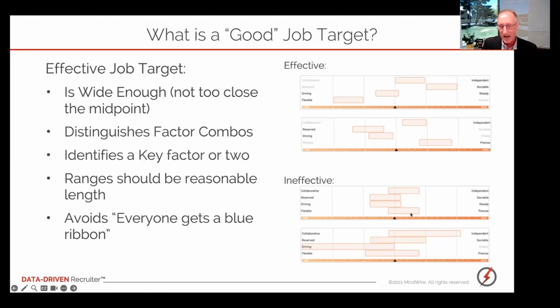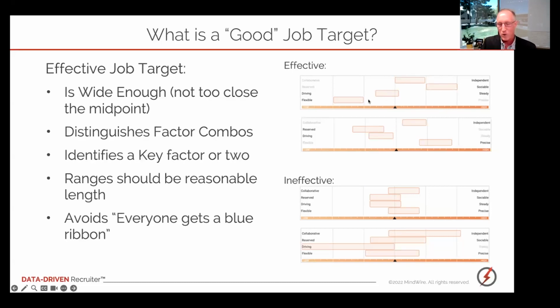These job targets are not effective because I don't have really good definition. So for those of you who are PI practitioners and understand factor combinations, I don't really have good definition of factor combinations. I have some factors where I want way too much variety. On the top, more effective, they're wide enough that I can define the top three or four key behaviors I need to have in this job day in and day out for excellence over time. The factor combinations are well distinguished, so I know what I'm looking for.